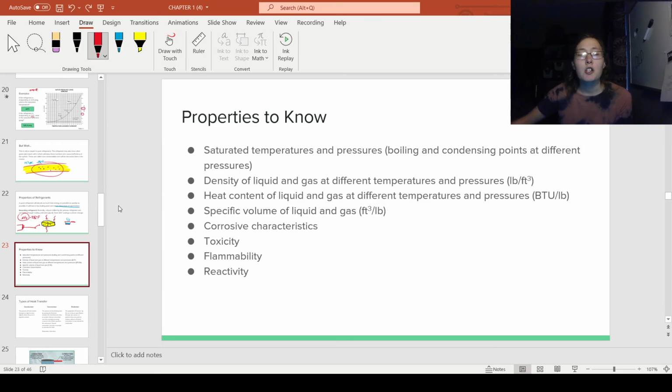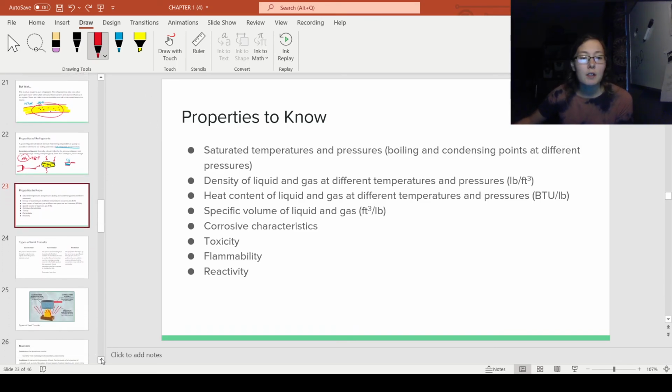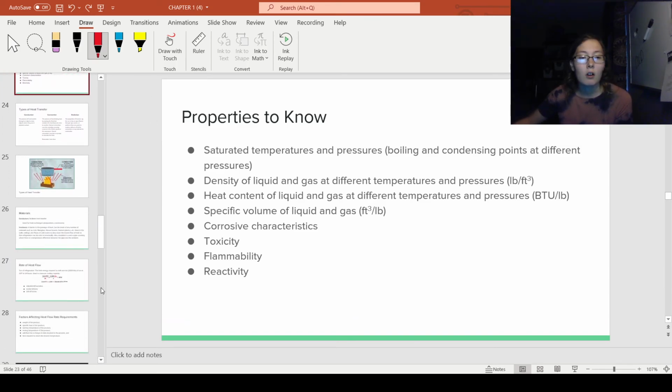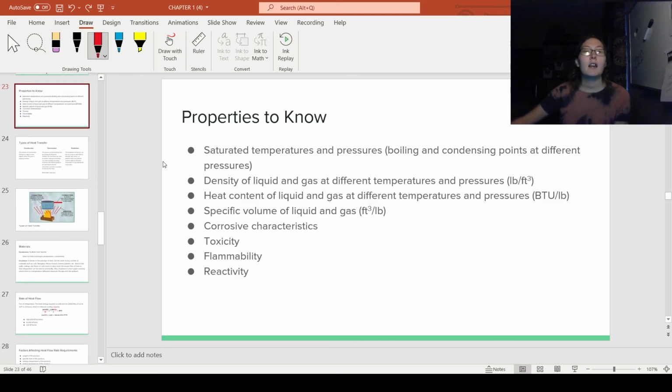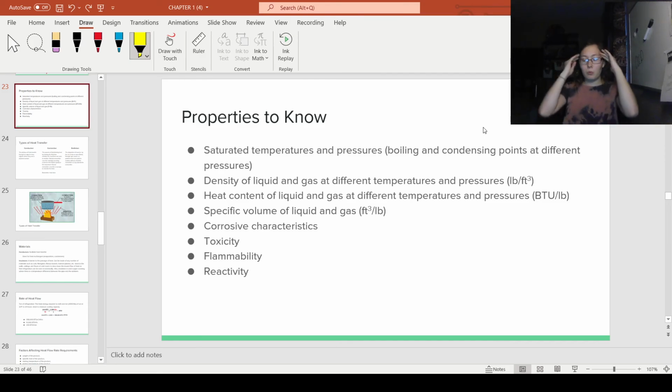Some properties to know about refrigerants. I forget how long this chapter is. Properties to know about refrigerants: you have saturated temperatures and pressures. For a refrigerant, you're going to need to know the boiling and condensing points at different pressures. You may have a great memory. I do not. So there are tables out there for this.